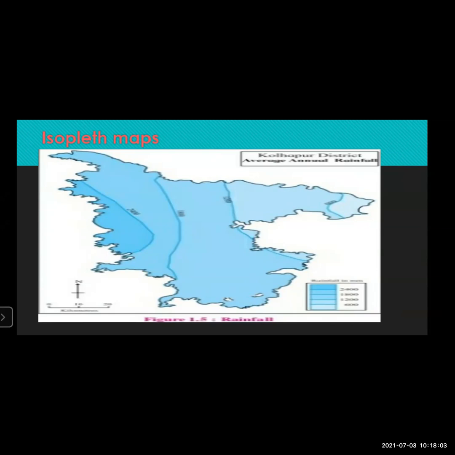Even in the lower classes also the field visit lessons are there. Then in the 8th standard also some concept was there. In ninth also we are having a concept along with the map. In 10th standard also the first lesson is related with the field visit. So this field visit is a very, very important geographical term.